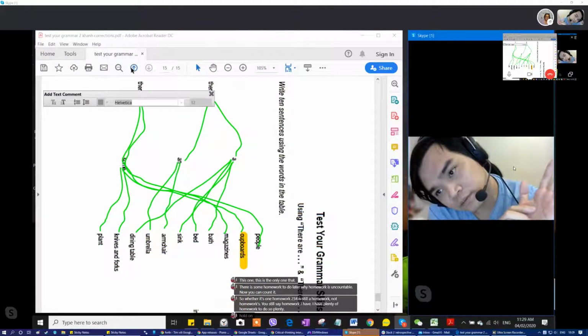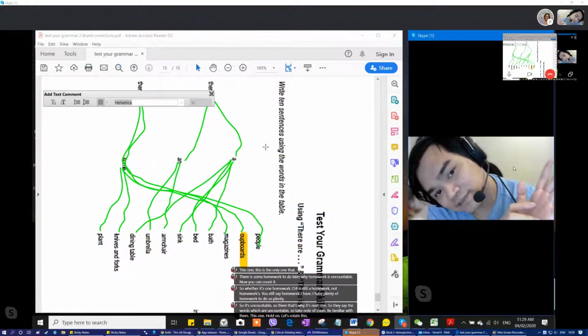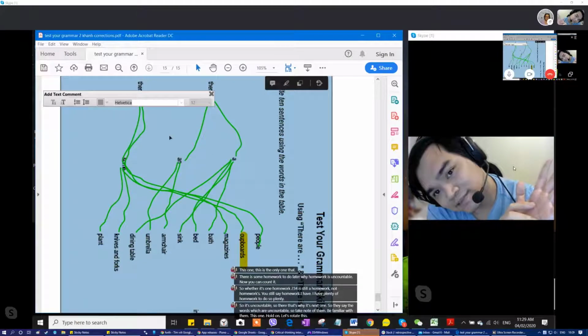Let's rotate this. All right. I forgot how to rotate this.